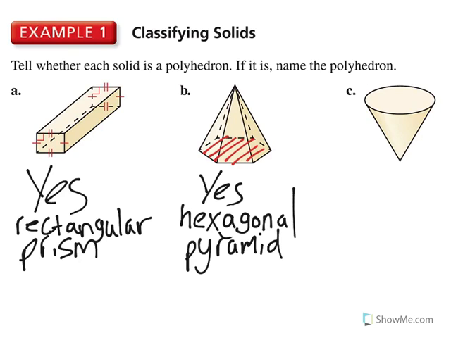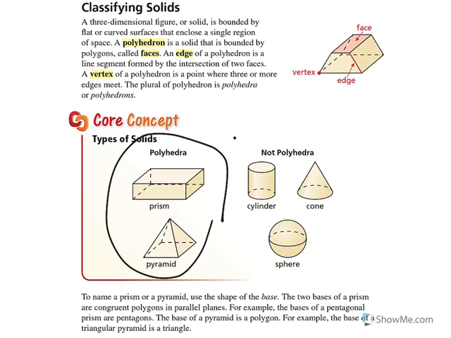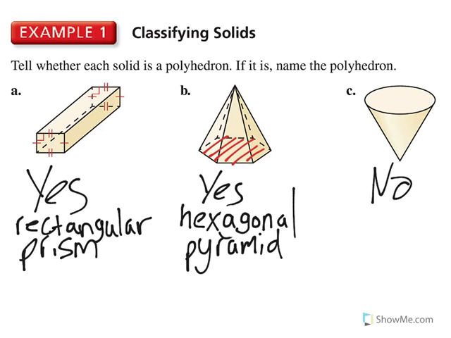The last one, do we have all straight edges? No, we have a circle, so that part's going to be no, it's not a polyhedron. But we can go ahead and classify this solid. And so if you look back, this solid is what we call a cone. Every single time we have a round base, comes up to a point, we just call this a cone.